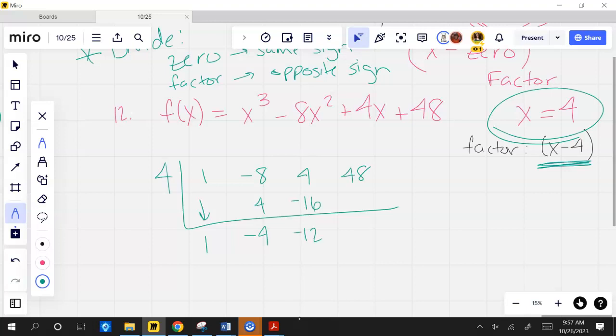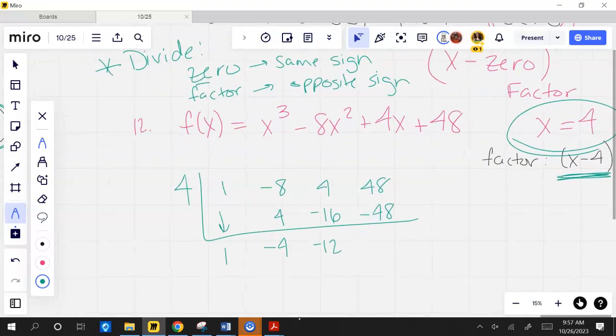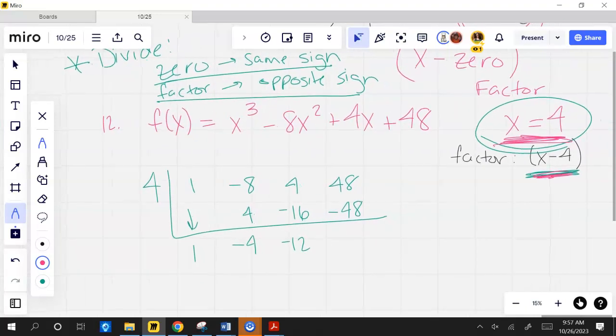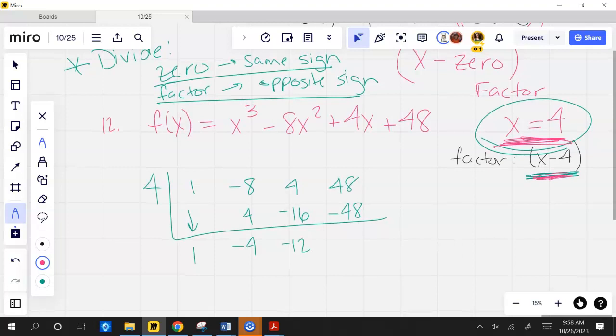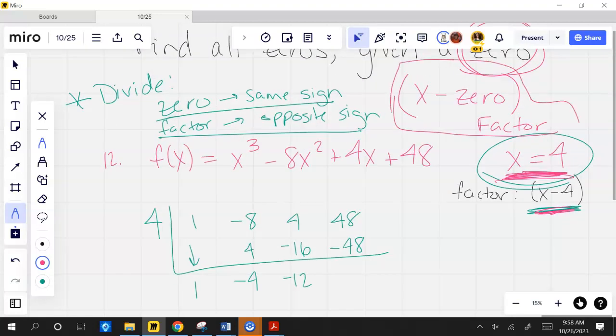Is what one hard? This one? No, this is just like. So make sure if it's the 0, you're dividing by the same sign. If it's the factor, it's the opposite sign. You have both, right? Because if they give you the 0, you know the factor is x minus that number. Because if it's x equals 4, then you have to change that to x minus 4. Yes, that's a 0. But if x equals 4 is a 0, that means I actually have a factor, because x minus any 0 is a factor.